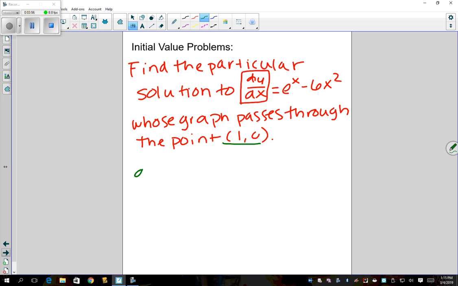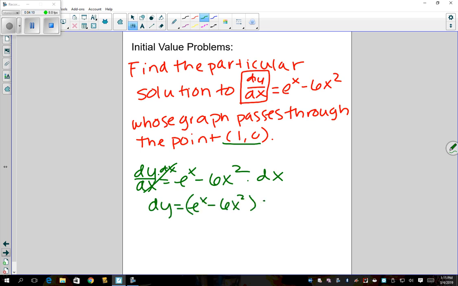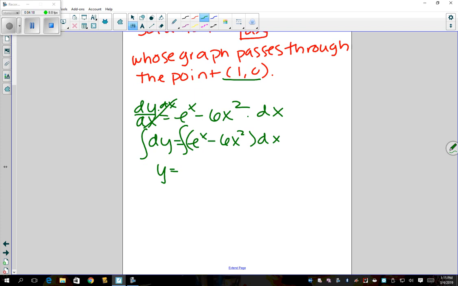So I'm going to rewrite dy dx equals e to the x minus 6x squared. Again, multiply both sides by dx so that I can integrate. So dy equals e to the x minus 6x squared times dx, and now I can integrate. So y equals the integral of e to the x, which is e to the x, minus 6x cubed divided by 3, plus c, and so this equation just ends up being e to the x minus 2x cubed plus c.